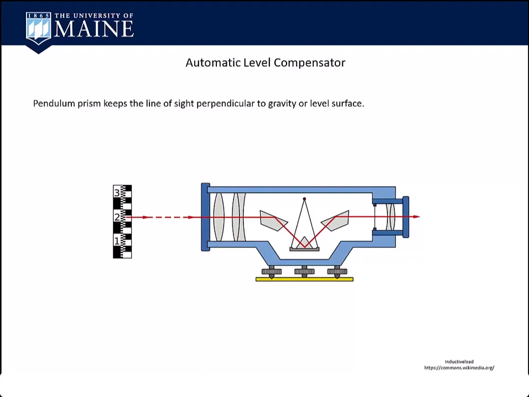Sometimes with these compensator levels, you have to treat them right. I mean, you can't bounce them around, but sometimes if you tap the tripod, make sure it's swinging. You can tap the housing of the level gently, but if you think it's hung up and it's not reading properly, then you might try to tap it.